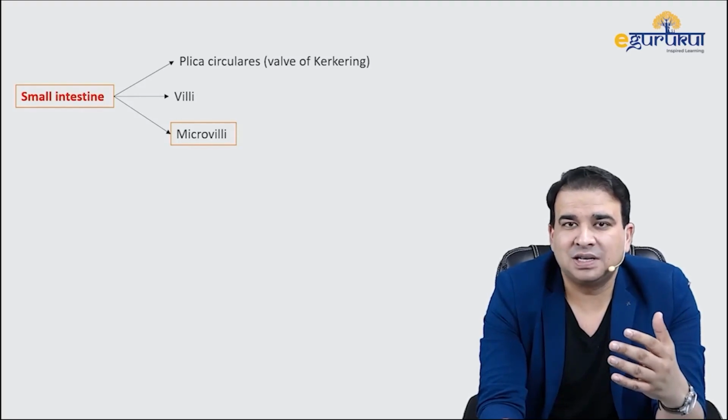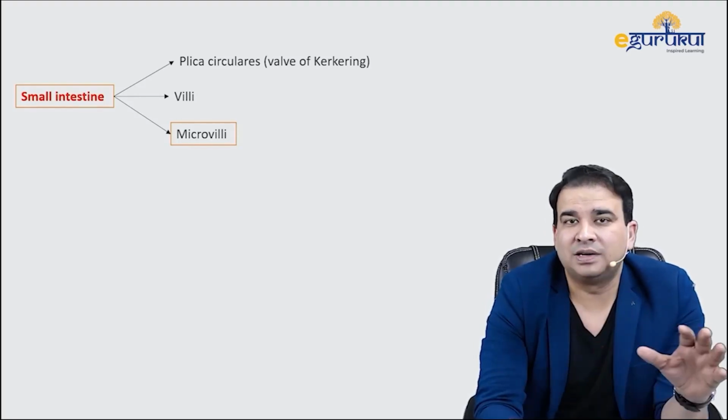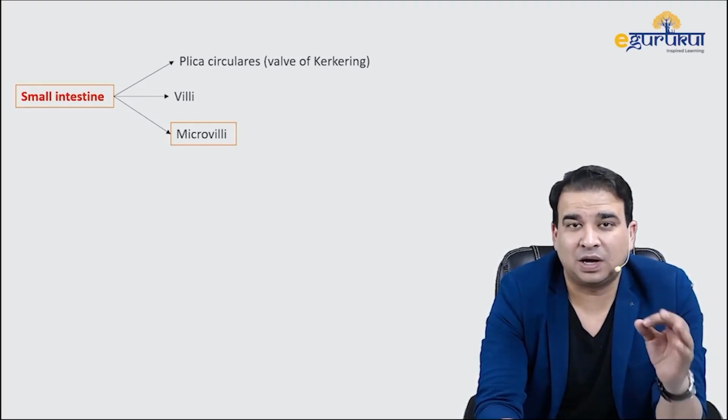So if the question is asked that the major amplification of the small intestine surface is done by what? Is it the valve of Kerckring? Is it the villi or microvilli? So the answer is the microvilli.